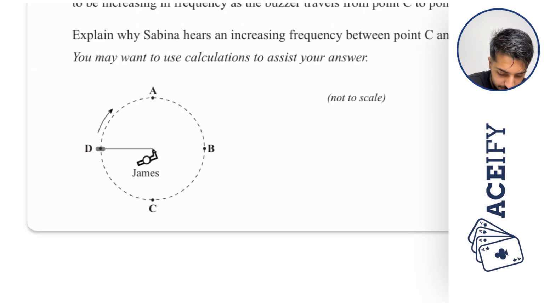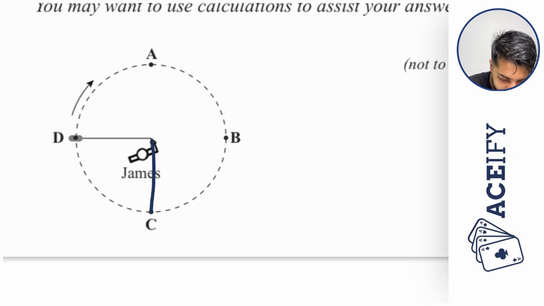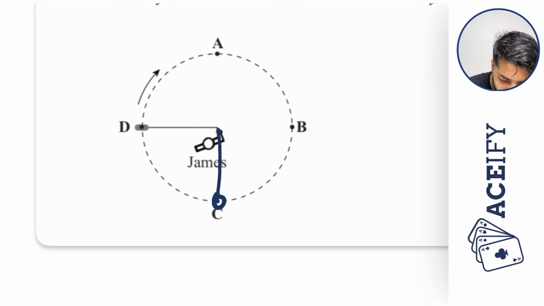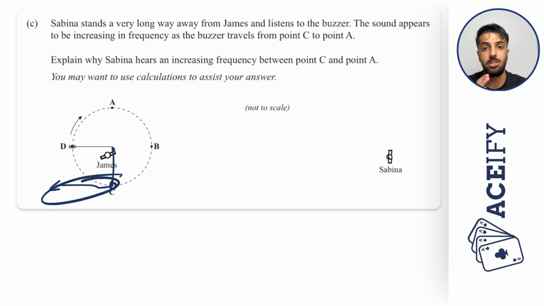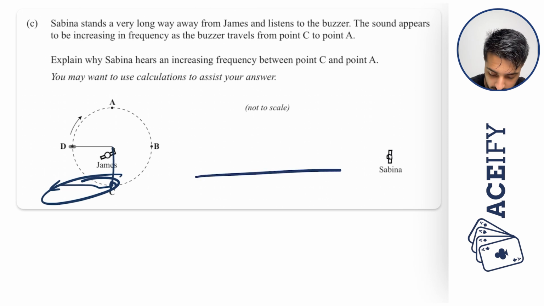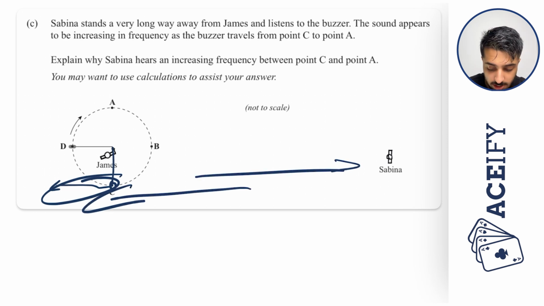So if we look at the buzzer at point C, right here, the buzzer is going like this, and its velocity is directly that way. And so the velocity component is directly away from Sabina, right? It's in the opposite direction. Sabina is this way, and the velocity component is that way, so it's in opposite direction.